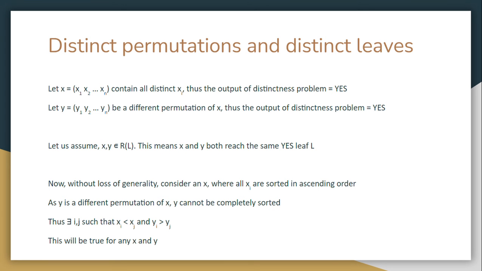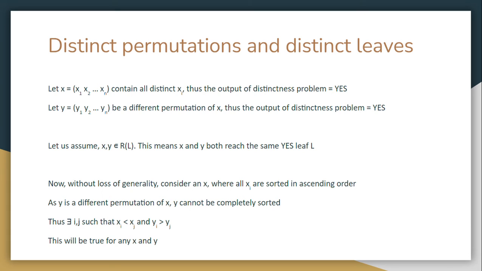Moving on to the third part, distinct permutations and distinct leaves. Okay, so let us consider an input x again of n elements, which contains all distinct elements as an input to the problem. As all the elements are distinct, the output of the distinctness problem will definitely be a yes. Let y be a different permutation of x. So it will have the same elements but in a different order. And as this is the case, all the elements are definitely distinct, and thus the output of the distinctness problem in this case will also be a yes.